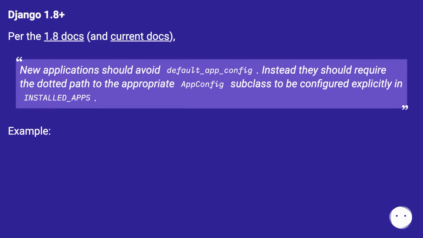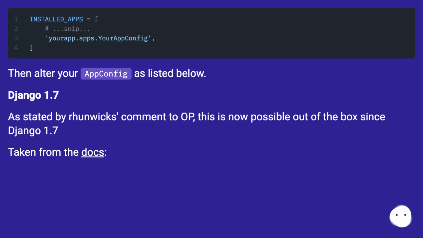Django 1.8+. For the 1.8 docs and current docs, new applications should avoid default_app_config. Instead, they should require the dotted path to the appropriate AppConfig subclass to be configured explicitly in INSTALLED_APPS. Example. Then alter your AppConfig as listed below.